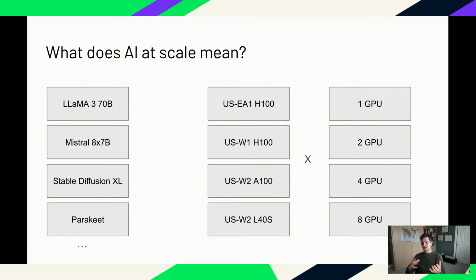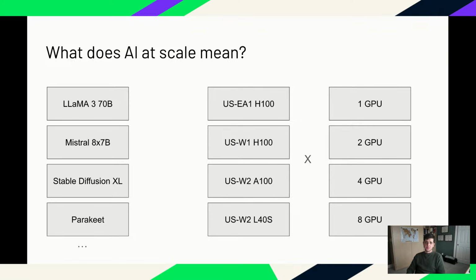Generally, what it looks like to me is we have a large amount of models that we want to host. We have a large number of instances or ways that we can host them, different locations and different SKU types. So as you can see on the right, we have different SKU types like the H100, A100, L40S. We also have different numbers of GPUs that we can include in those instances.